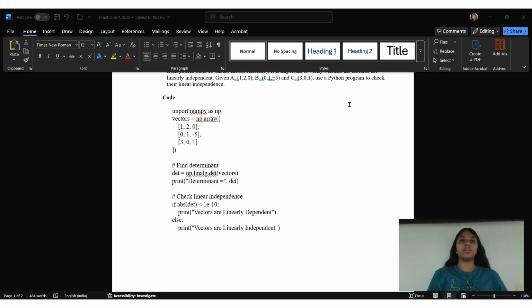In this example, we have three vectors in three-dimensional space. So this is the given matrix that is 1, 2, 0, 0, 1, -5, 3, 0, 1. Each row represents one vector.